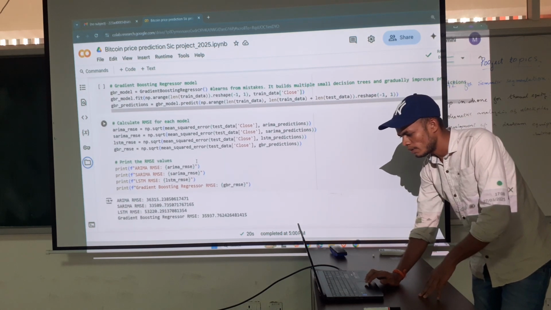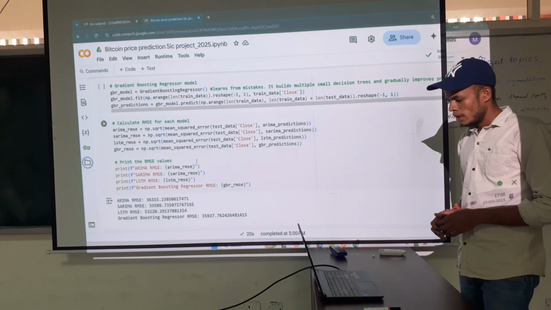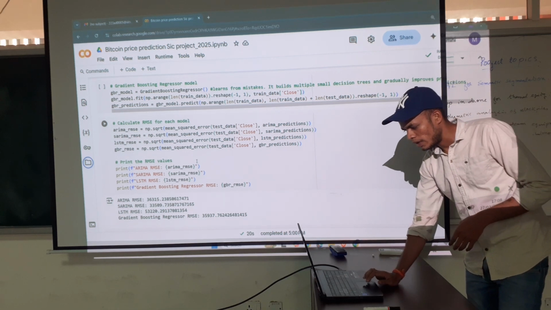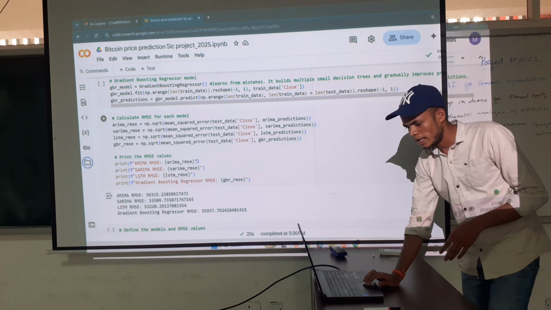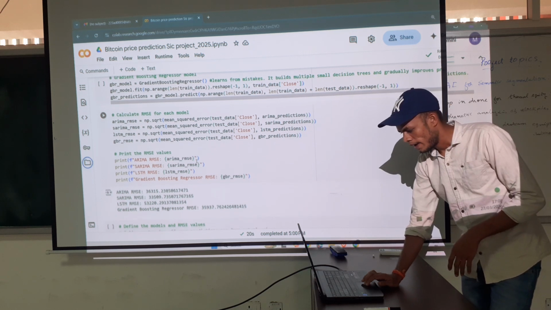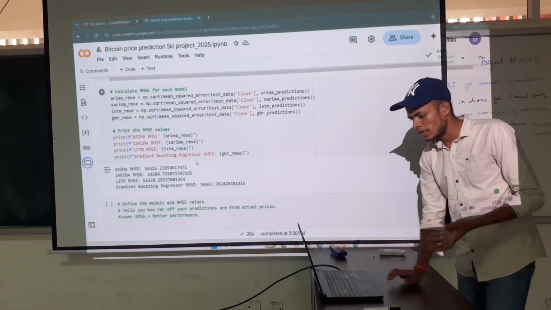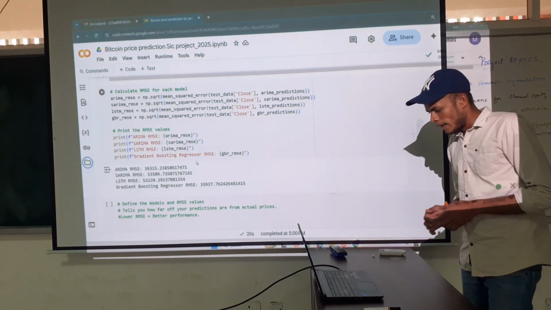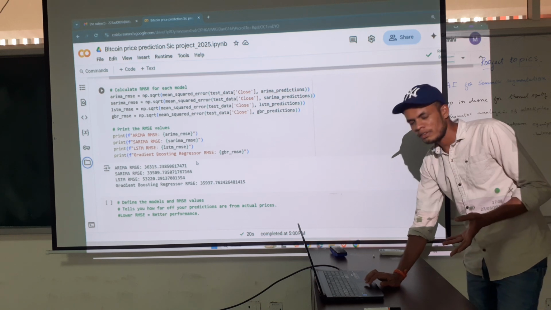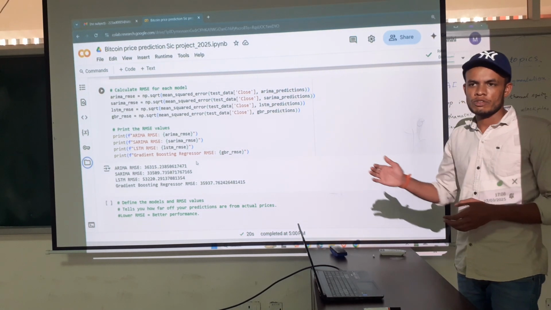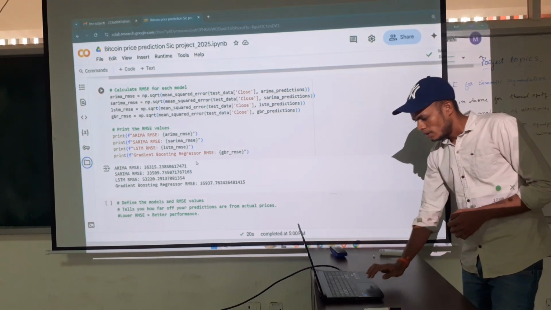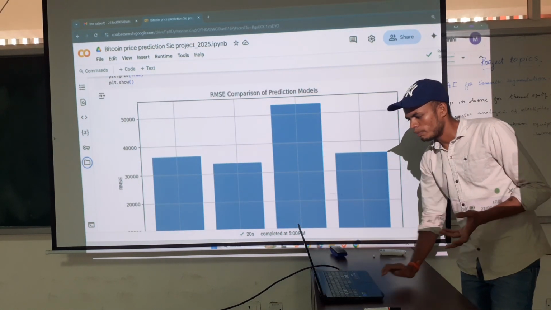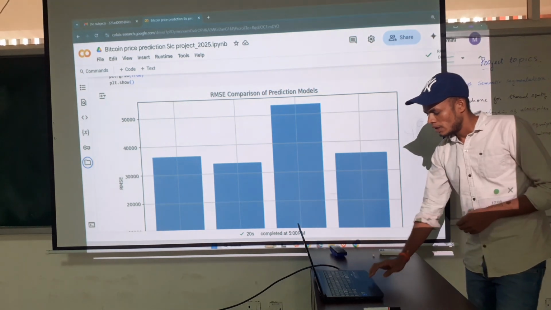This is RMSE, root mean square error, which is used to evaluate our models: ARIMA, LSTM, and gradient boosting. The lower the root mean square error, the better the performance, and it tells how far the predictions are from the actual price. And this is the plot comparing the root mean square error of the predicted models.